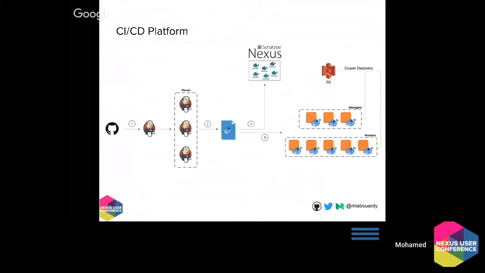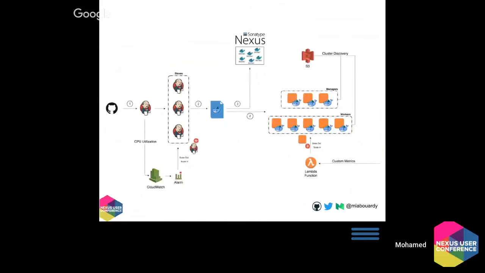As you can see, my Jenkins workers will be inside an auto-scaling group, and to define the auto-scaling policies, I'm going to create CloudWatch alarms that will trigger a scale-out or a scaling event. For example, if the CPU utilization of my Jenkins cluster is higher than 80%, that will trigger a scale-out event to add a new Jenkins worker to the cluster.